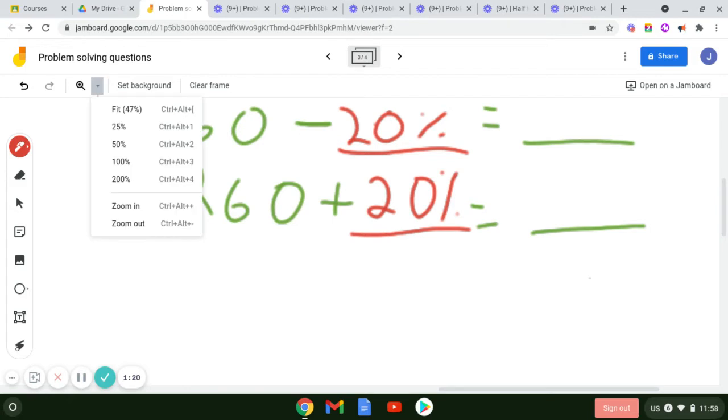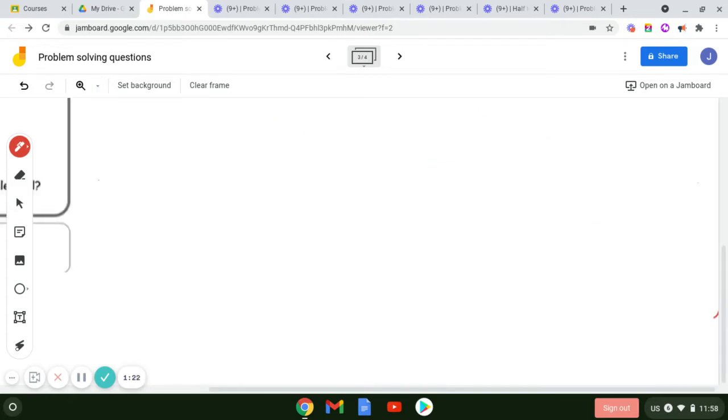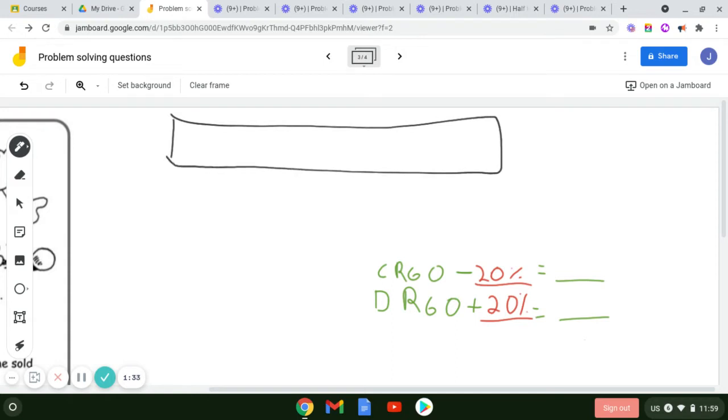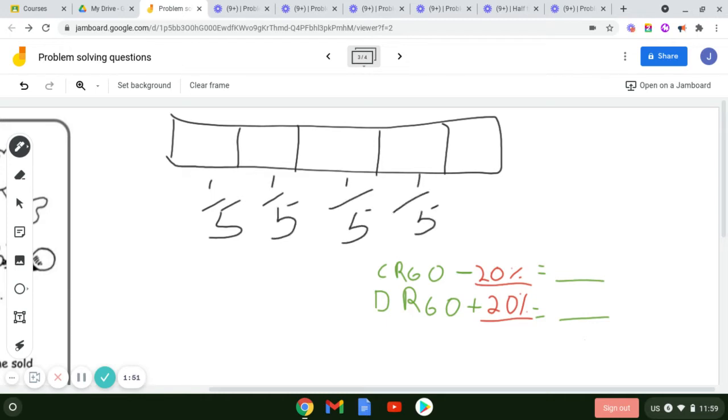Well, first things first, let me zoom out a little bit. First things first, we need to take a look at what this 20% means. What this 20% means is if we have a bar, this bar represents the 60 Rand, okay? We divide that bar into equal sections, 1, 2, 3, 4, and 5. 5 equal sections. And what that means is this section is 1/5, that section there is 1/5, that section there 1/5, 1/5, and finally 1/5. Now, all of this together equals 5/5, 1 whole.